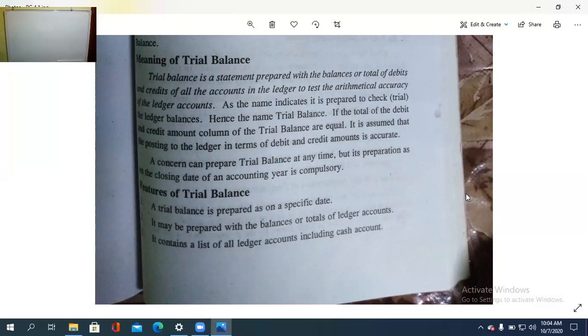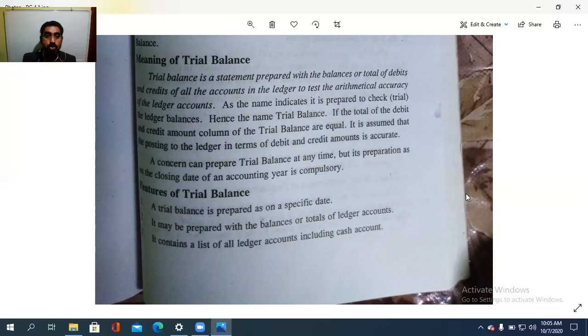To check the arithmetical accuracy of the ledger accounts we have done, we take the debit balances and credit balances from the ledger accounts and, as the case may be, write them on the debit side and the credit side based on the item, and prepare them in the form of a statement. The debit side total should be equal to the credit side total, so that we did it in the correct way.